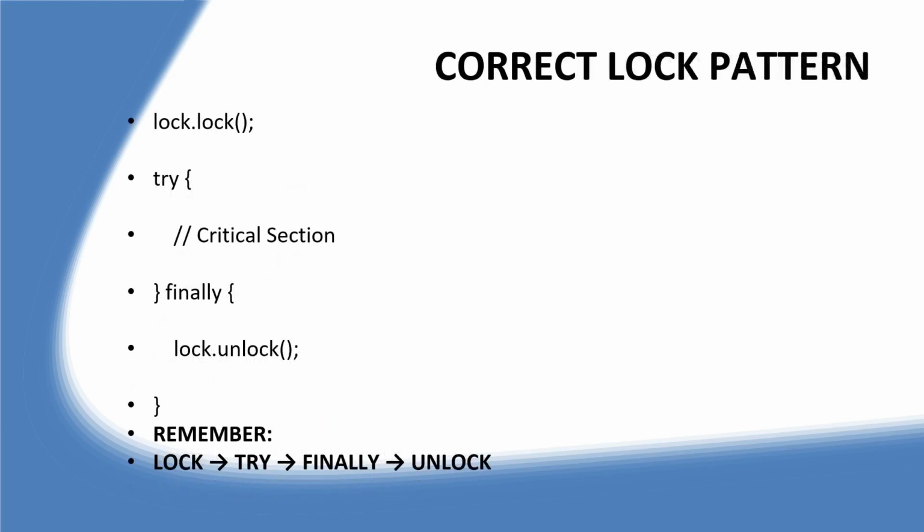So this is the correct pattern. First we acquire the lock, then immediately enter a try block. Place your protected critical section operations inside the try block and release the lock in the finally block. So: lock, try, finally, and then unlock. This ensures that even if something goes wrong during the protected critical section operations, the unlock operation still gets a chance to execute.